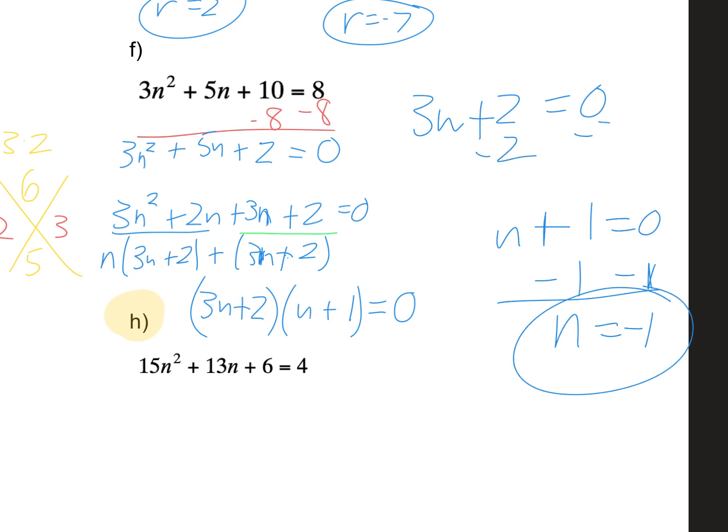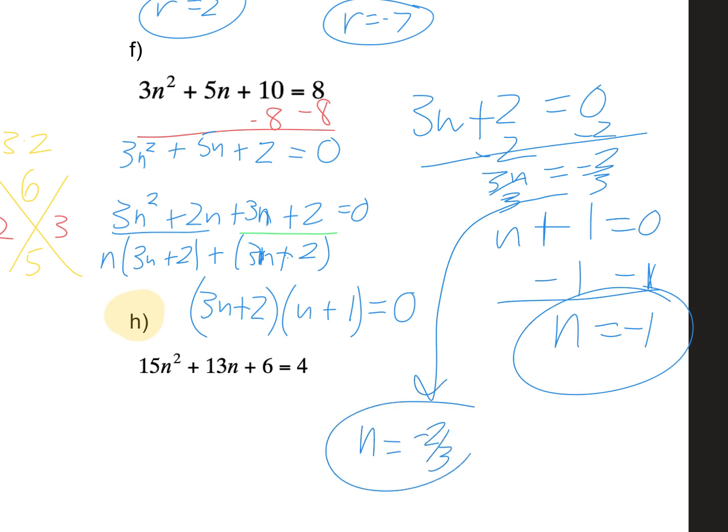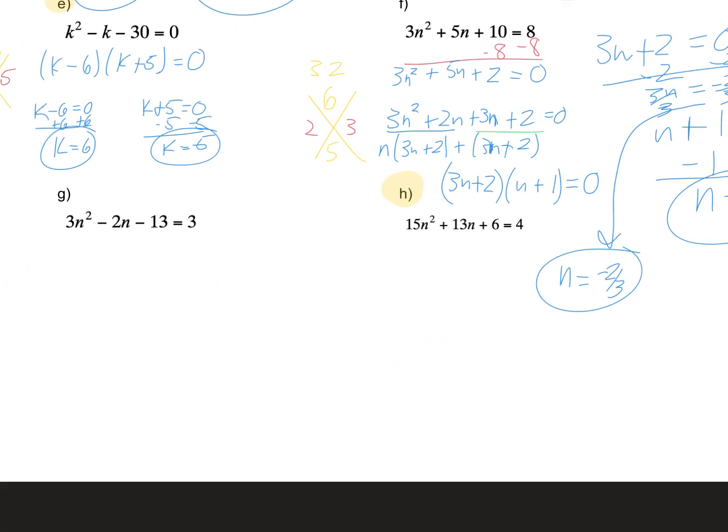Up here, I would subtract 2, and I would get 3n equal to negative 2. And then to finish solving, I would divide both sides by 3. And so then for this solution, draw an arrow down here, n would equal negative 2/3. So longer process, but we still got to our two answers, n equals negative 1 and n equals negative 2/3. Okay, let's try another one like that.